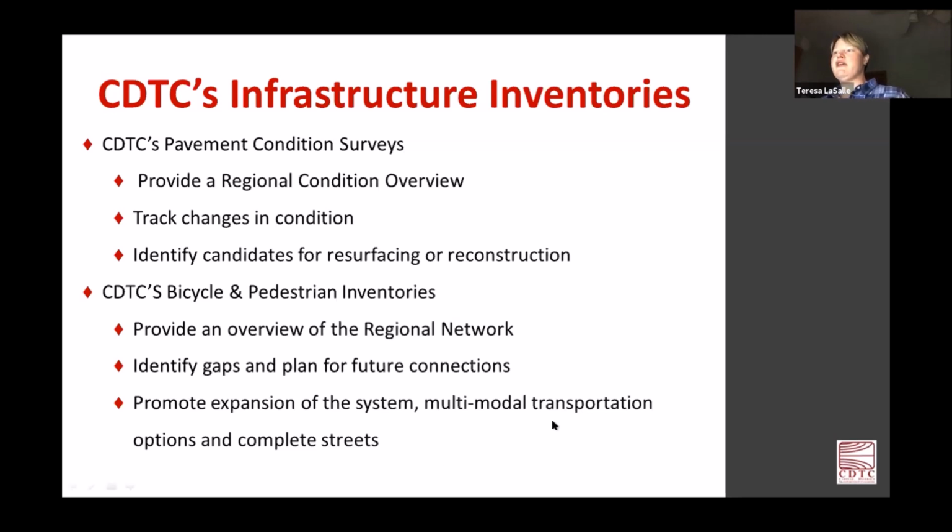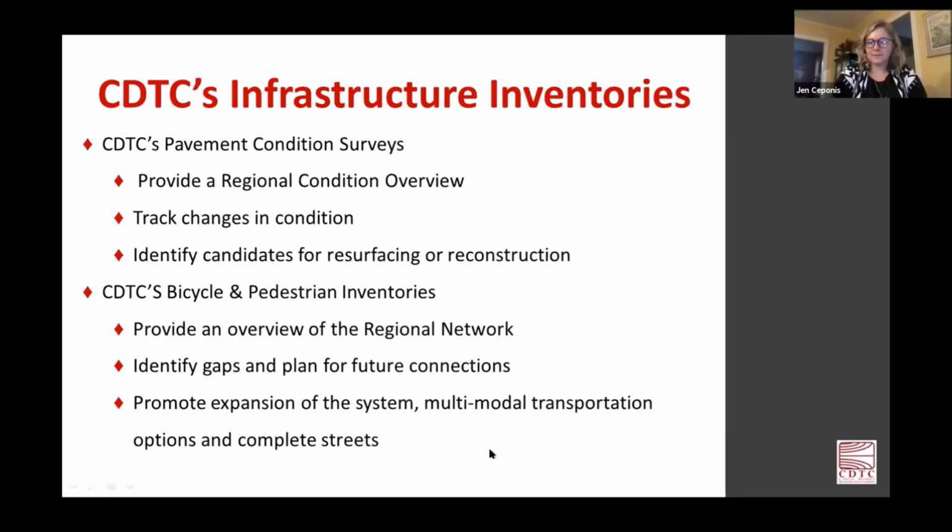So that's all I have. I'll just put in a plug here. We're always looking to build our databases. We always encourage our municipalities to provide us with data. And if there are any questions or data requests, I'd be happy to respond to those as well. And that's all I have.